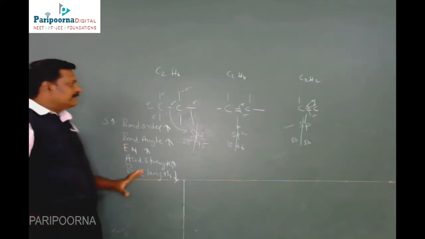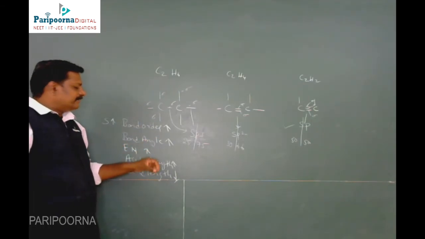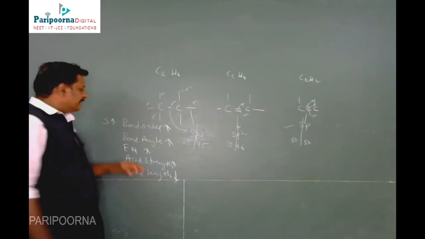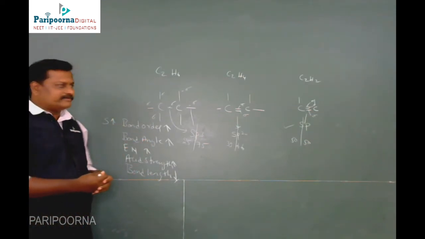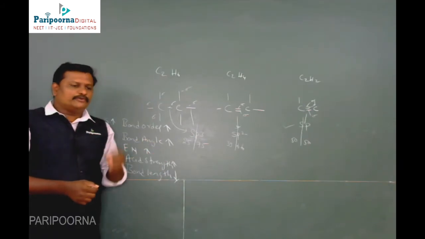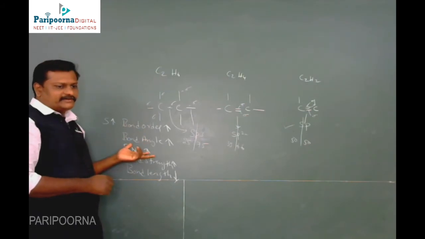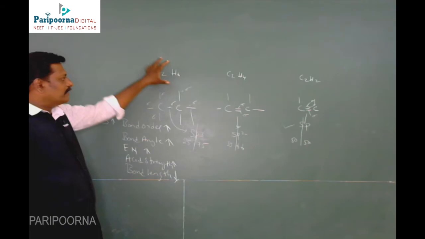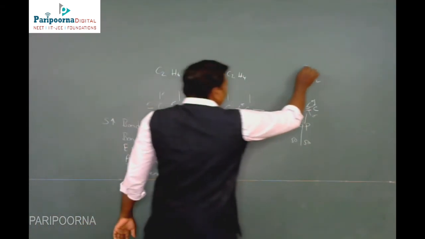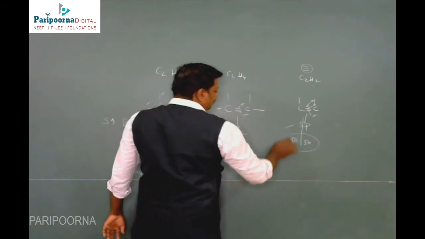So what is the idea? If the s orbital contribution increases, that leads to decreasing bond length, while bond order, bond angle and the remaining properties all increase. Here what is the question? It is about the bond length. So if s orbital contribution increases, bond length decreases. That is the idea. Here there will be a triple bond, so bond length is very low because s orbital contribution is very high.